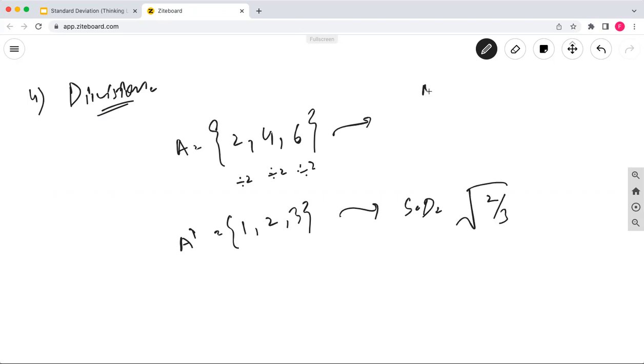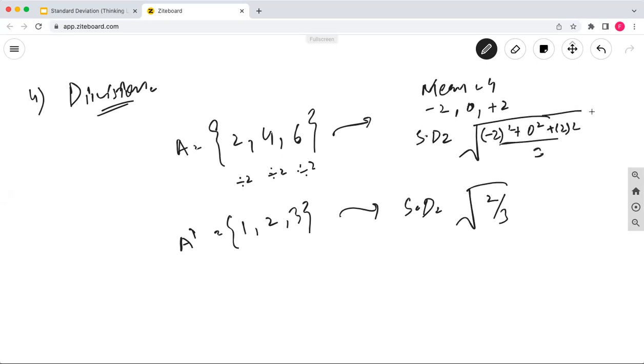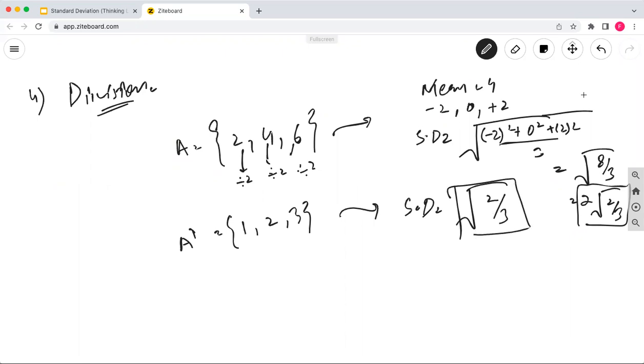And for the original set, the mean is 4. Deviations are -2, 0, and +2. So standard deviation will be -2 squared plus 0 squared plus 2 squared, divided by 3, which is 8 by 3, which came out to be 2 times root 2 by 3. So in actuality, our standard deviation is 2 times root 2 by 3. But by dividing each element by 2, our standard deviation becomes exactly half, which is root 2 by 3.